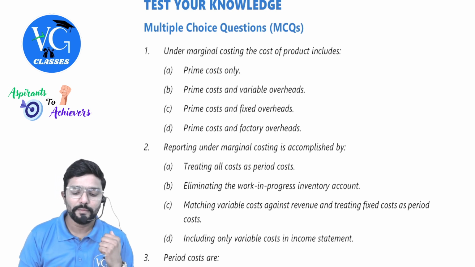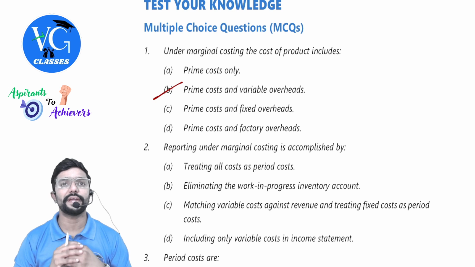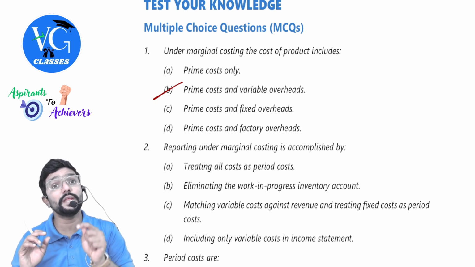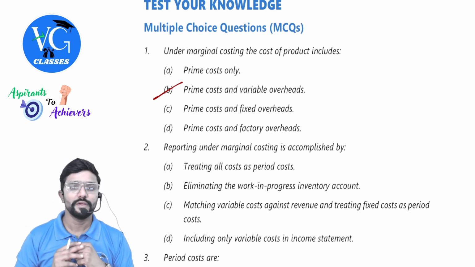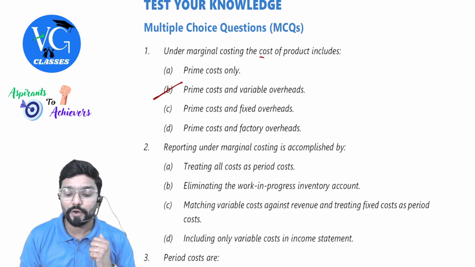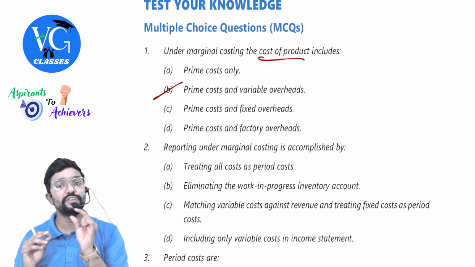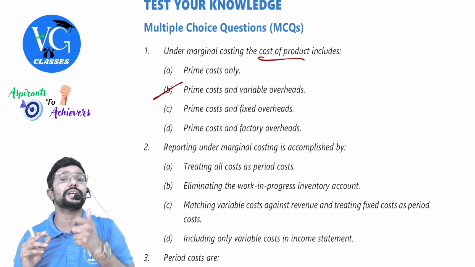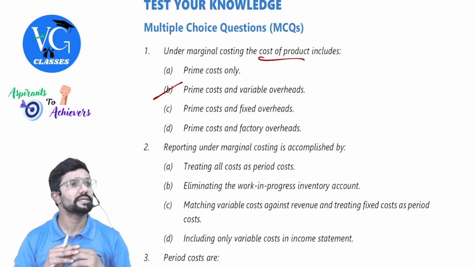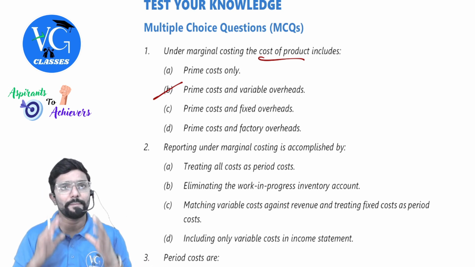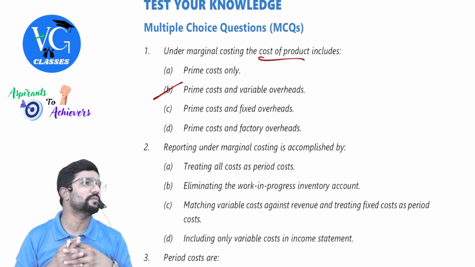Which is the answer, guys? Prime cost and variable overhead. And please be careful to be very clear. It is prime cost and variable manufacturing overhead. Okay, because they have told cost of the product. They didn't ask only variable cost. Clear? So, the costs included in the cost of the product under marginal costing are the prime cost, that is direct material, direct labor and other direct expenses, plus variable manufacturing overhead.